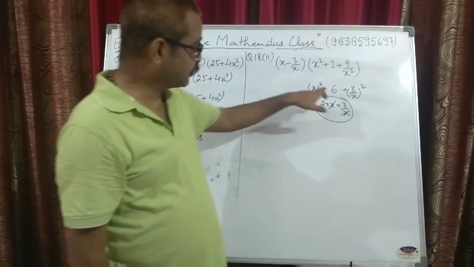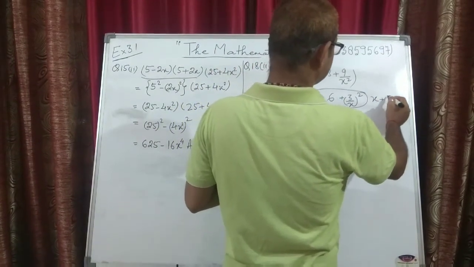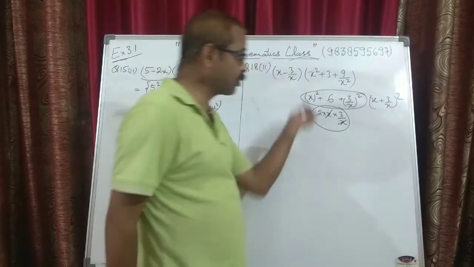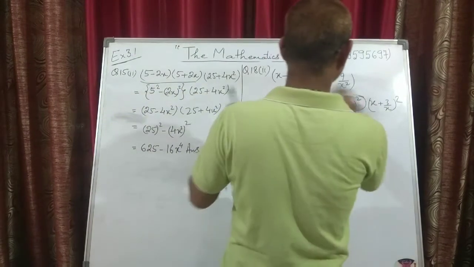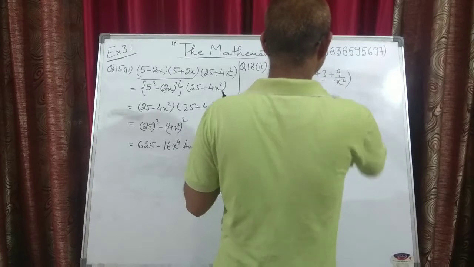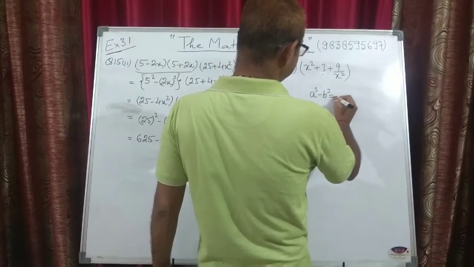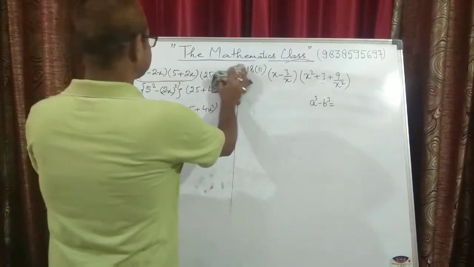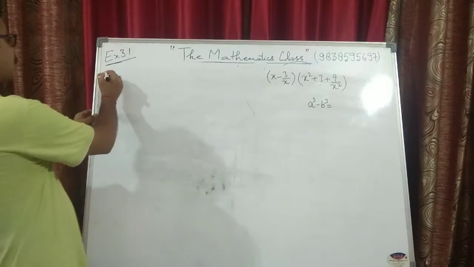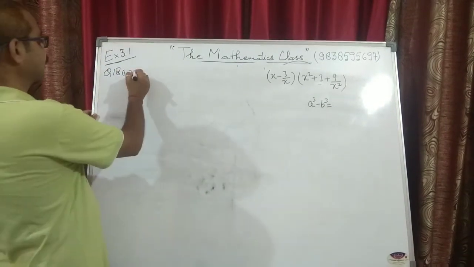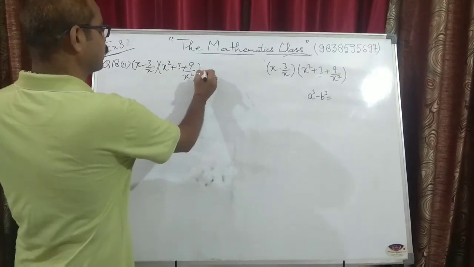If at this point we would have been getting 6, then this would have been written as (x plus 3 upon x) whole square. But we are not getting 6, we are getting 3. It means this square part is not going to work out. So what is left? If you remember, we have discussed a formula, that is a cube minus b cube is equal to... It is (x minus 3 upon x)(x square plus 3 plus 9 upon x square). You have to find its value.